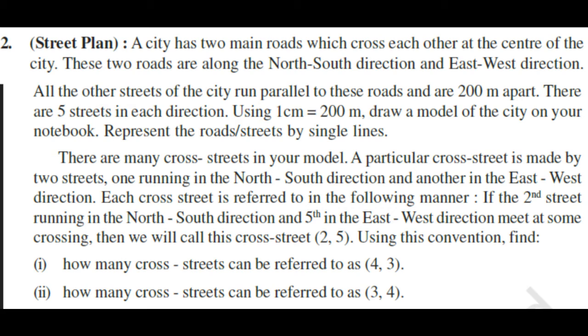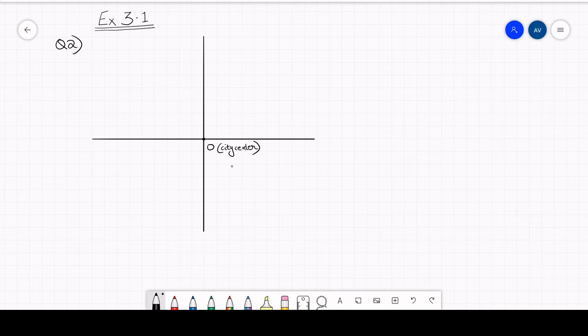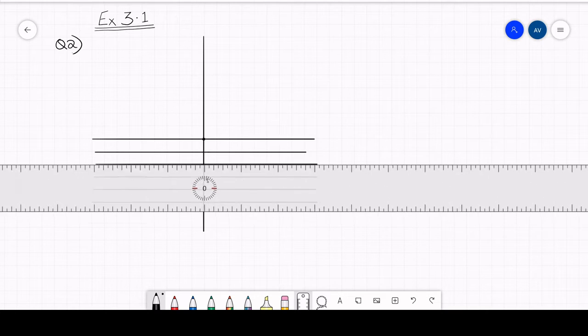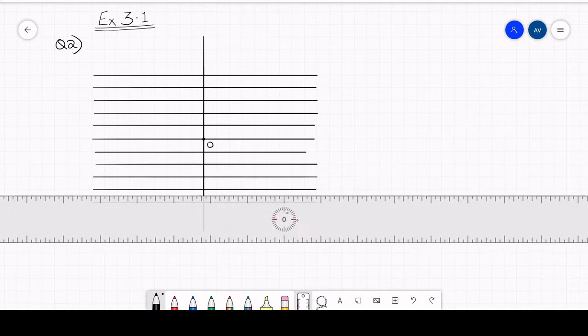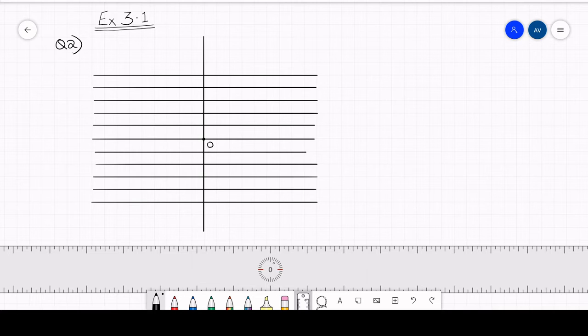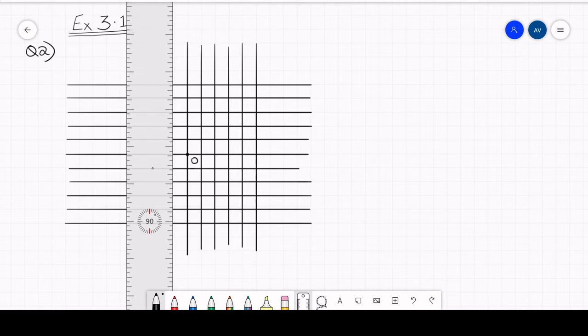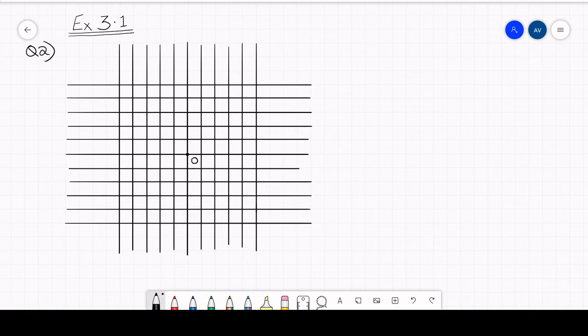There are 5 streets in each direction, and it's saying I can use 1 centimeter equal to 200 meters to draw a model of the city. I'm just going to use the graph over here. And just to make some space, I'm going to remove this labeling out here. So these are 5 streets on the south. I have 5 streets on the north, 5 streets on the east, and we have 5 streets on the west.